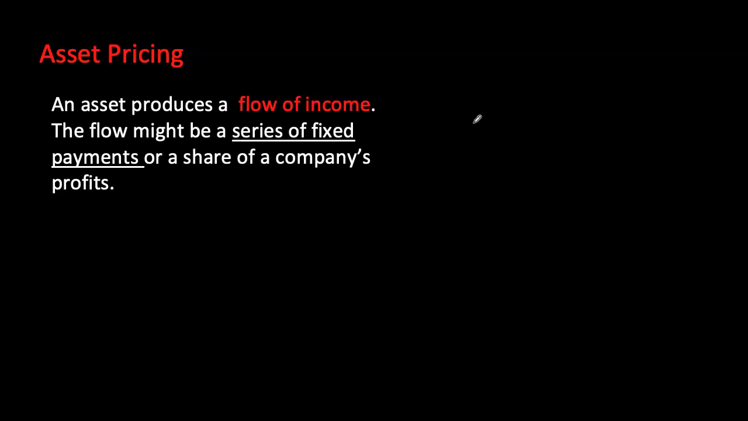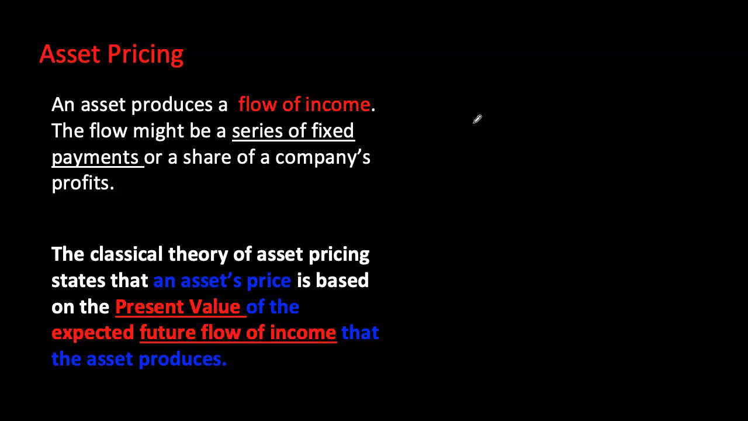Hello everyone, welcome back. Today we're going to calculate the prices of various types of credit market instruments and also calculate the yield to maturity for these different types of credit instruments. For asset pricing, we first need to know the flow of income that this asset generates. Now this flow of income could be a series of fixed payments or a share of the company's profits or just one lump sum payment at the time of maturity. In order to price this asset, I need to know the present value of all of these future cash flows.